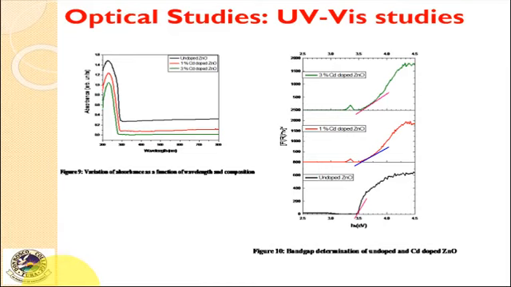The band gaps obtained from figure 10 are 3.42 electron volt, 3.52 electron volt, and 3.56 electron volt for undoped, 1 weight% Cd-doped and 3 weight% Cd-doped ZnO respectively. Thus, it is found that Cd doping increases the band gap of ZnO.